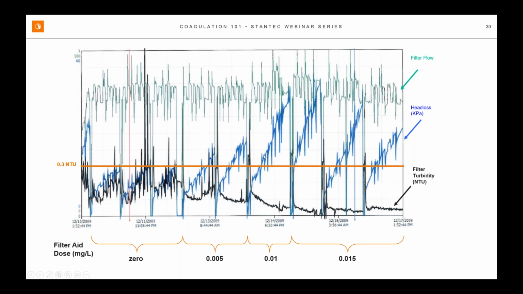And the only other thing you'll see is the head loss curve gets increasingly steep. So you're balancing low turbidity with head loss. If you overdose the filter aid, the head loss goes way up and your filter runs get really short. And so there's a bit of balance, and unit filter run volume is the metric that you want to do this analysis.